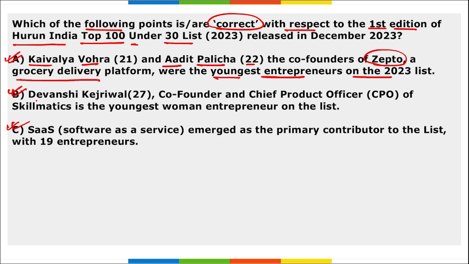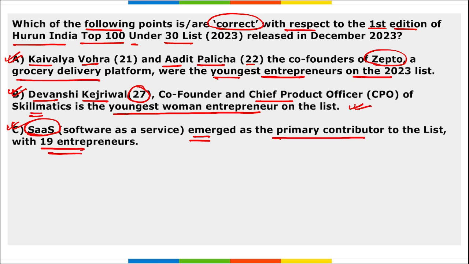Absolutely right. Second, Devanshi Kejriwal, 27, co-founder and chief product officer of Skillmatics, is the youngest woman entrepreneur on the list. Absolutely right. SaaS is software as a service, right? It emerged as the primary contributor to the list with 19 entrepreneurs. So yes, all these three options are absolutely right.